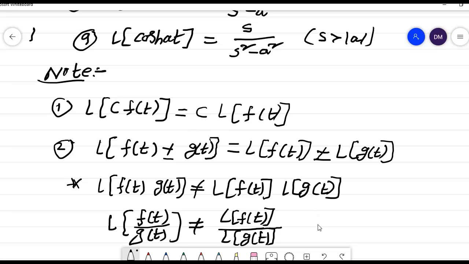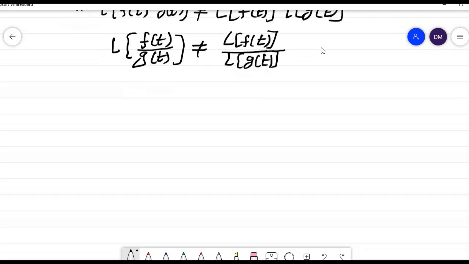Now we have to remember the 9 standard formulas and these two important note points to do the problems on the Laplace transform. Now we can go to the example problems of the Laplace transform.